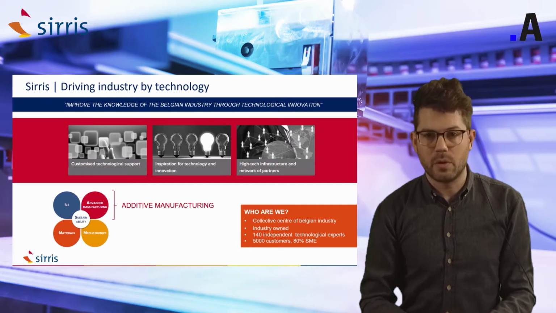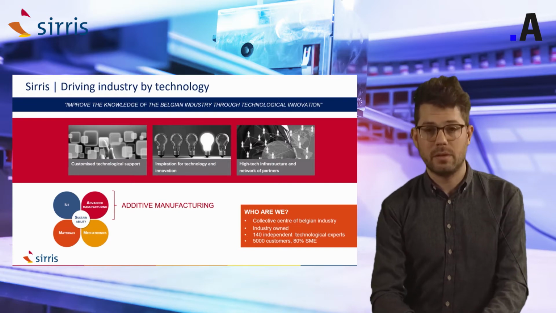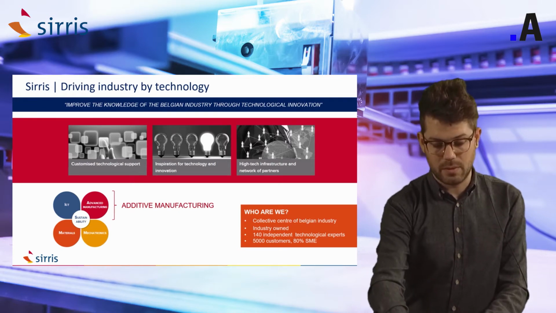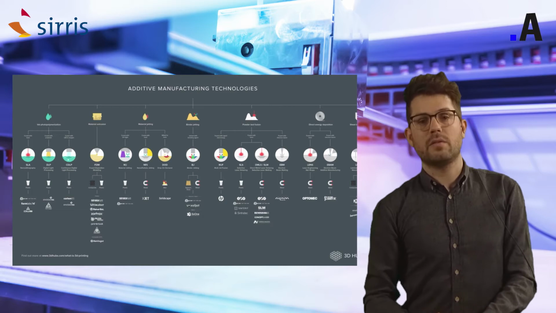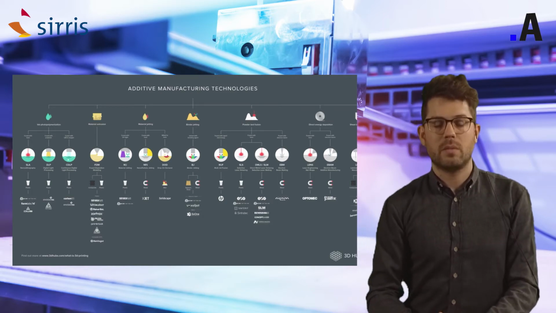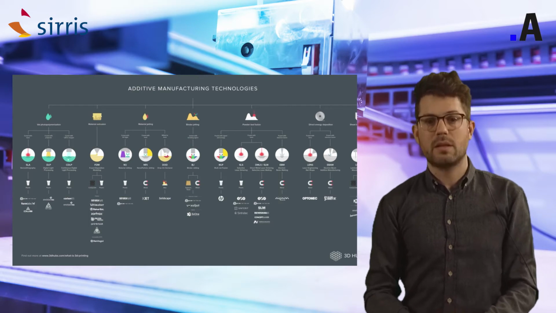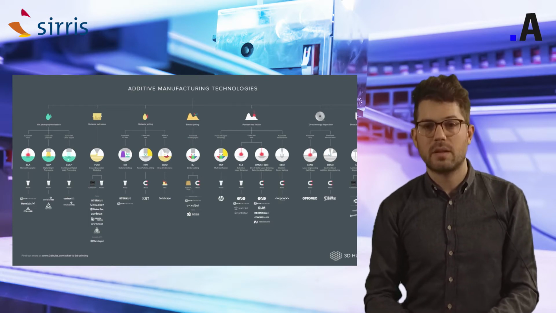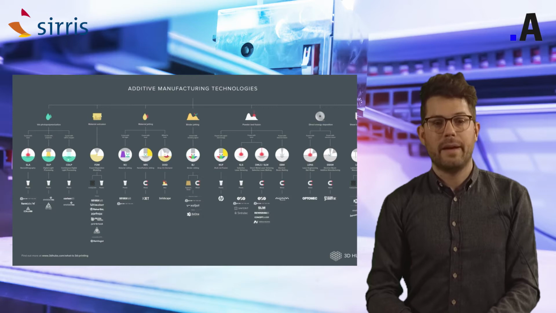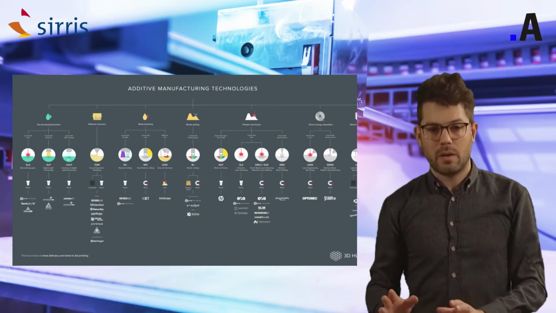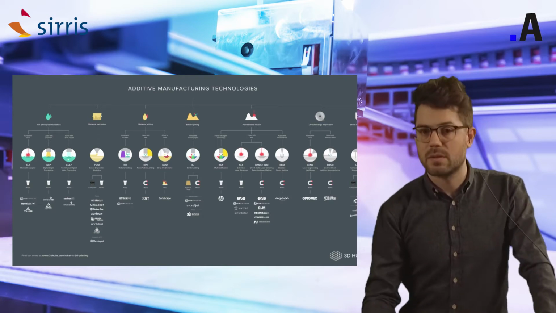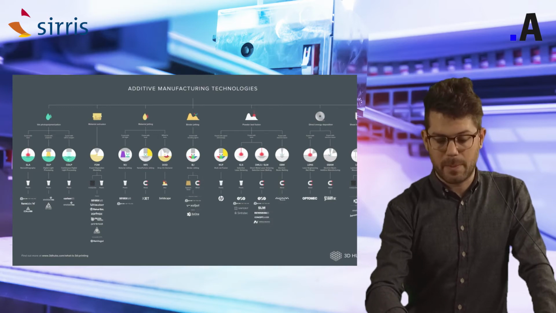Today, I will tell you more about materials for additive technologies. As all of you know already, there is not just one technology. There are a lot of technologies, as you can see on this slide. And today, I will speak more about the materials and the difference in materials between those technologies.